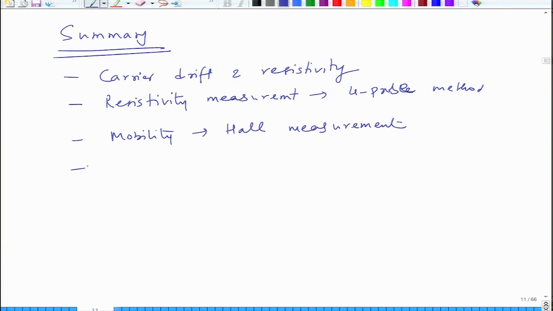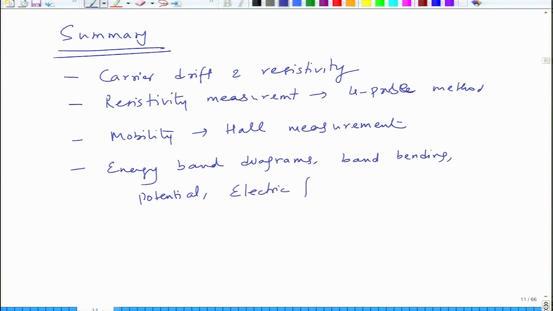And then we looked at the energy band diagrams, band bending, plotting of potential, electric field, and charge density. These are important exercises you will have to do at home for other systems, considering other situations.